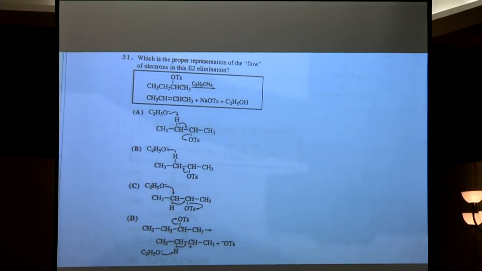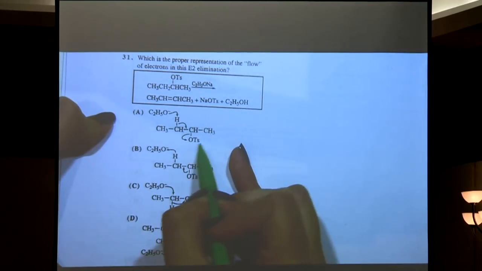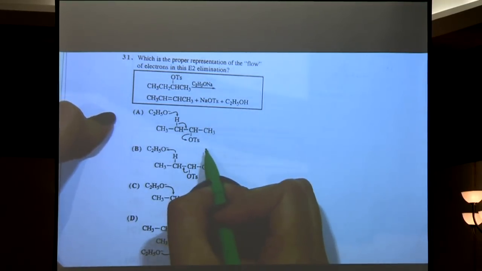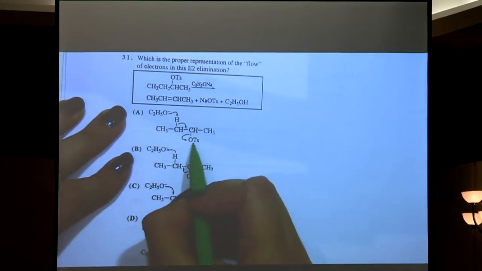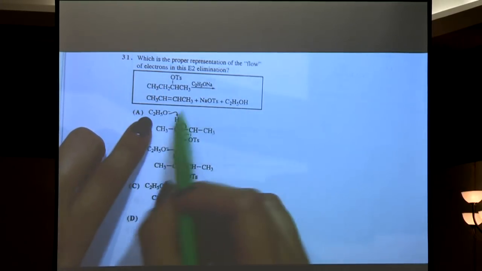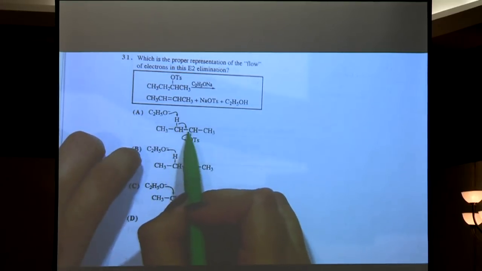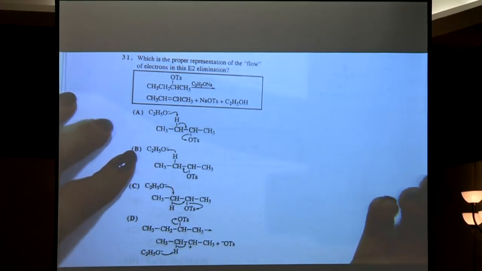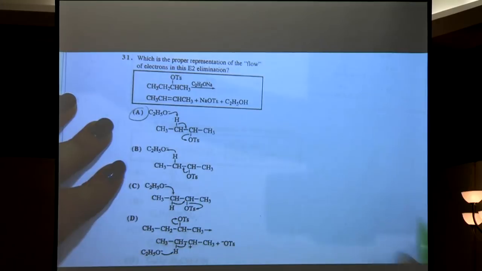Which is a proper representation of the flow of electrons in this E2 elimination? So if we look at A, OTS is a good leaving group because initially it was an OH, then you tosylate it and form OTS. So that leaves. This base takes a hydrogen, forms a double bond. That looks right to me. So far I'll go with A.